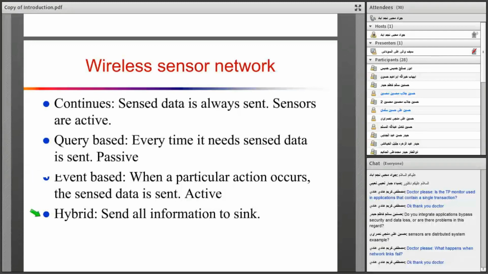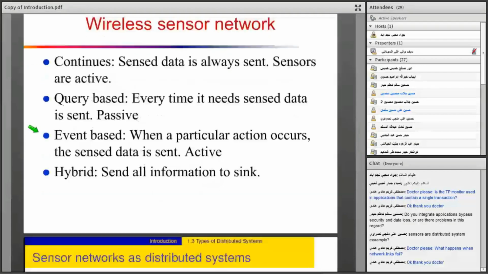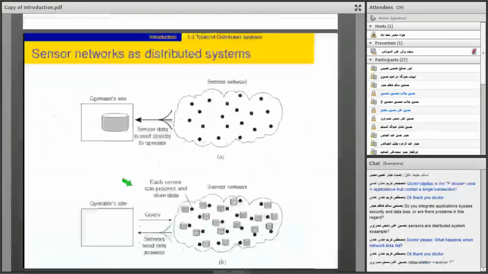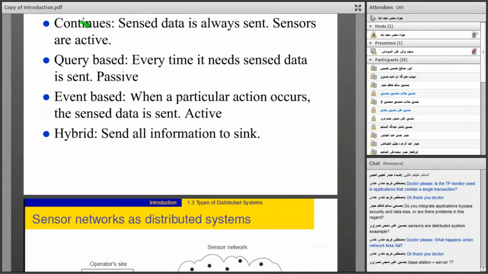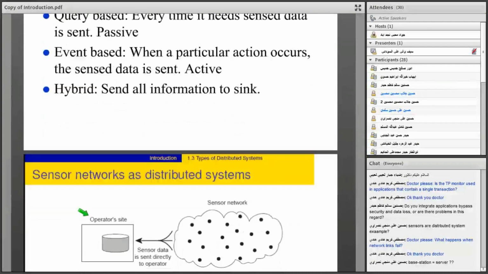And in the hybrid, all information is sent to the sink. I don't know whether it's called a protocol or a technique, but these different techniques can be used for the WSN. Also, in this figure you can see the difference between the continuous one and, I think, the query based.